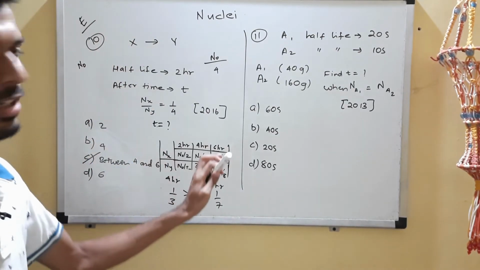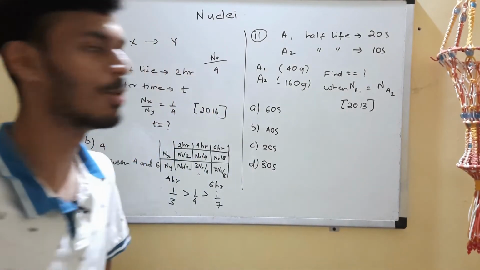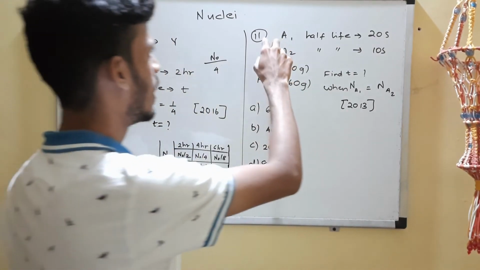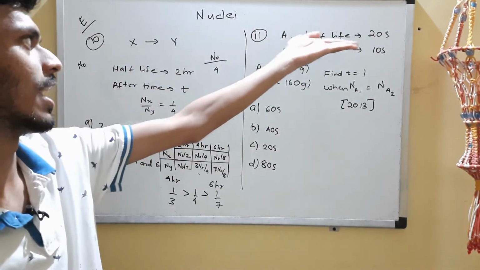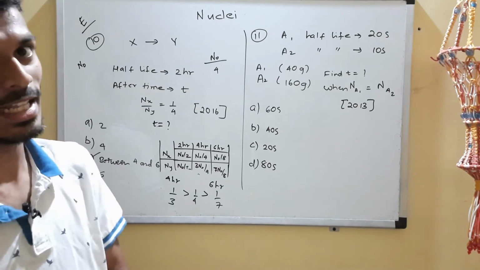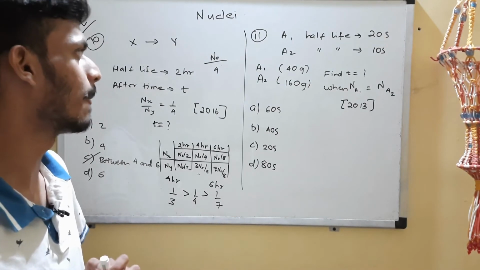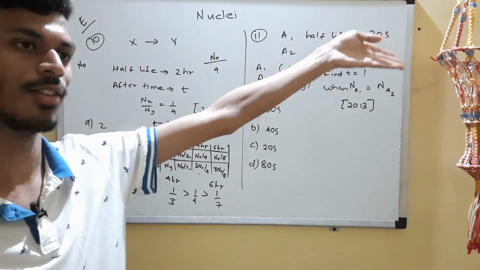I hope the idea was clear to you. Okay, let's come to question number 2. This also we will do by table. So you have nuclei A which has a half-life of 20 seconds, and nuclei B which has a half-life of 10 seconds. These are two different nuclei undergoing two different reactions. Half-life for the first one is 20 seconds, the second one 10 seconds.